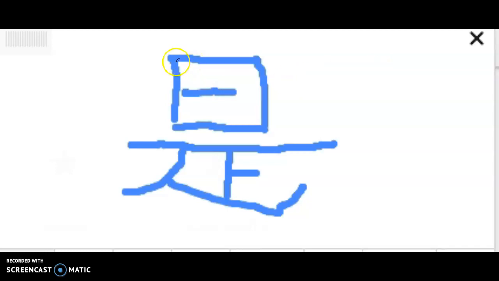So three elements. Draw the sun, and then draw a line across, and then a man running, and finally put the below part in there. And you have the verb to be or sh.